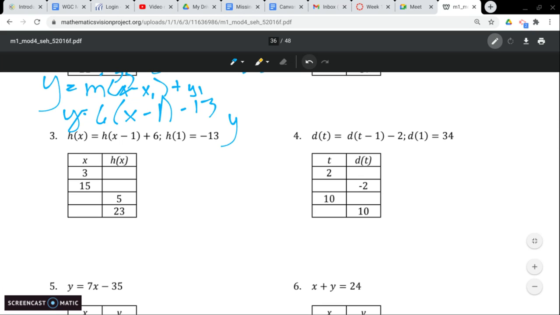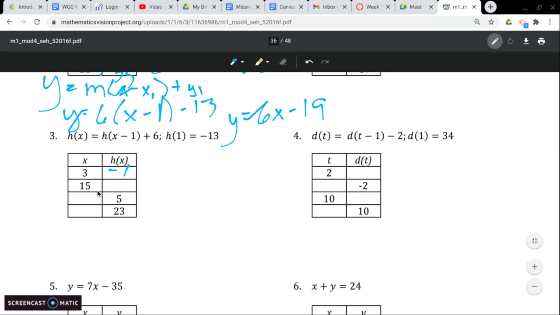So we can simplify this. We'll end up with y equals 6x. We distribute the 6 to the negative 1, so we have negative 6 minus 13. And that's going to give us a negative 19. So now we have y equals 6x minus 19. We do the same thing. 6 times 3 is 18. Minus 19 is negative 1.